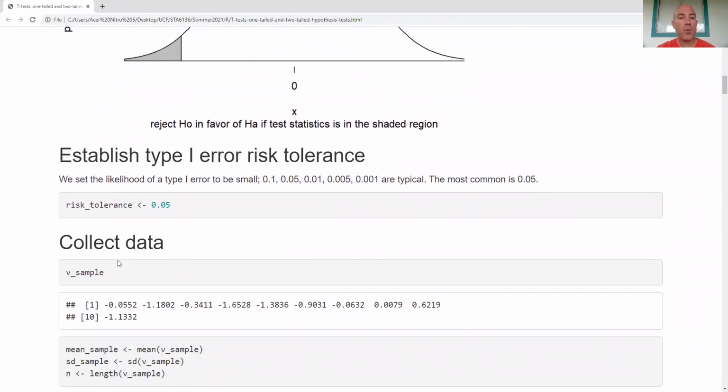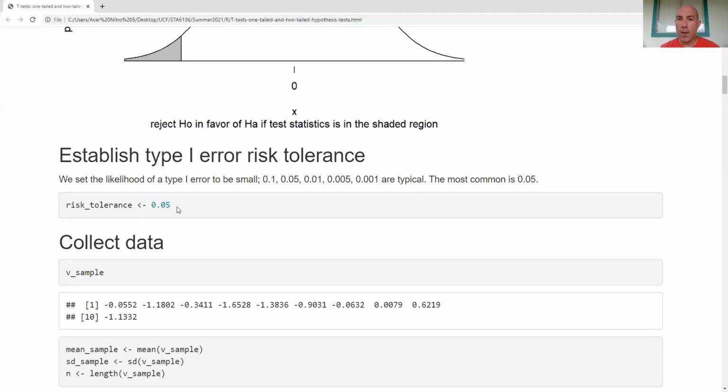All right, so now I need to decide what is my type 1 error risk tolerance at this point, because now I need to figure out what is the cutoff for this shaded region. Well, typically we're going to go with a small value for this, and these are some common values. By far the most common is 0.05. That is just so common that if you don't know, just go 0.05. So I'm going to set my risk tolerance equal to 0.05. So that is the likelihood of a type 1 error risk that I am willing to tolerate.